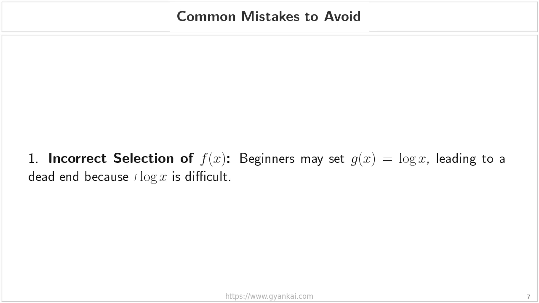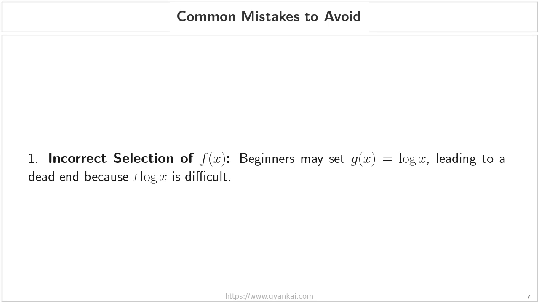Incorrect selection of f(x). The first mistake we see here is choosing the wrong function to be f of x and g of x. A lot of students, when they first see an integral with a logarithmic function like log x, instinctively want to make that the g of x. But remember what we discussed, the whole point of our hidden one technique? If you set g of x equal to log x, you're left needing to integrate log x, which is exactly what we're trying to do in the first place. It creates a circular problem.